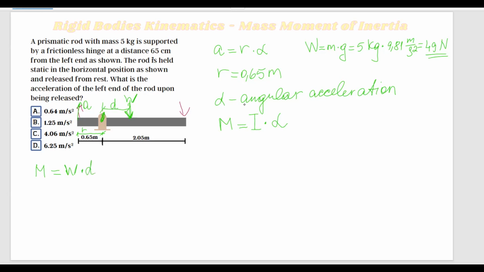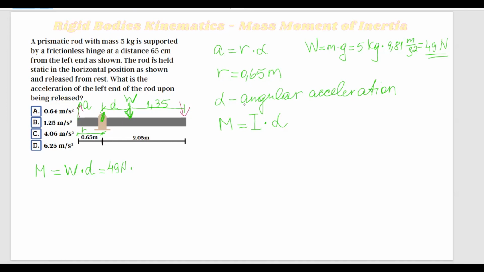Let's call it D. So I'm going to do 49 newtons multiplied by D. The length of the entire rod is 2.7, and if we divide this by 2, we have 1.35. So this distance over here is 1.35, and this distance over here on the other side is also 1.35.